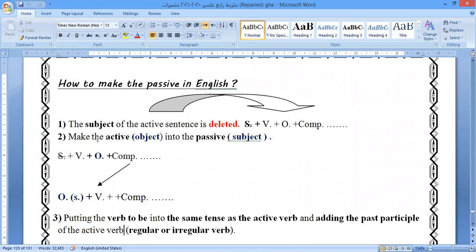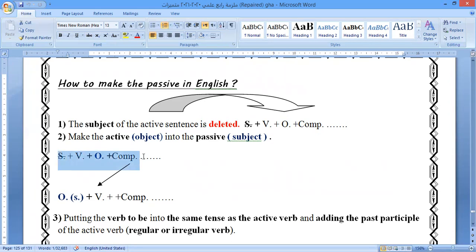Now let's move to making a passive sentence in English. First of all, I will repeat something I have said before, in the third grade for you: the subject of the active sentence should be deleted. The normal sentence order is subject, verb, object, complement. First thing you have to do is delete the subject, then make the active object, the one receiving the action, into the passive subject. So my sentence first consists of subject, verb, object, complement.